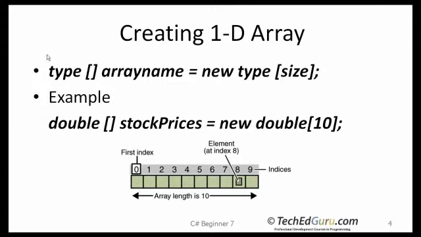So here is an example of creating a 1D array. Type is the base type, the type of data that the array will hold. The size is the size of the array, the number of elements the array will hold. The new keyword builds the array and allocates the required memory. Once the array is created, its length is going to be fixed.